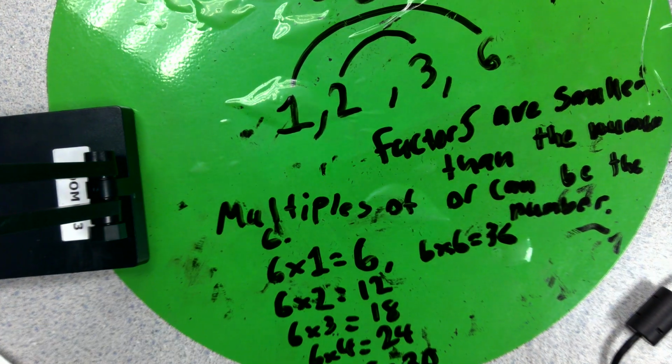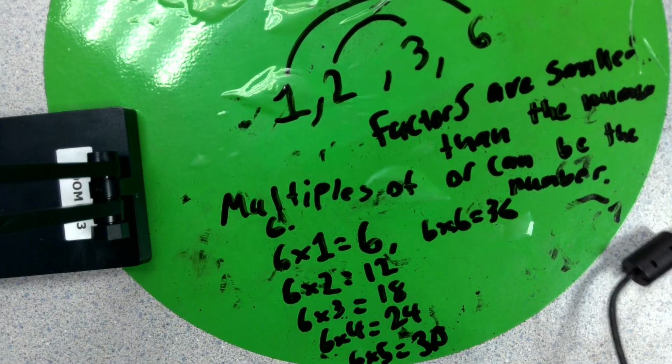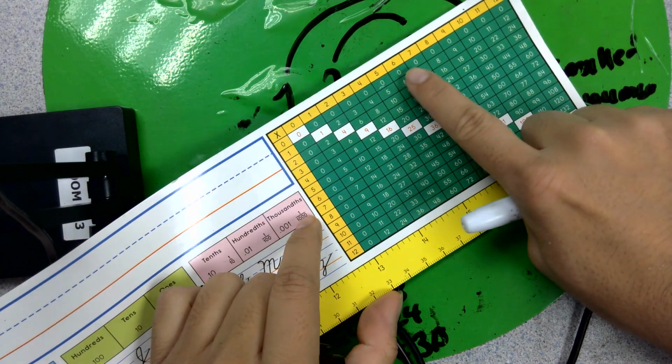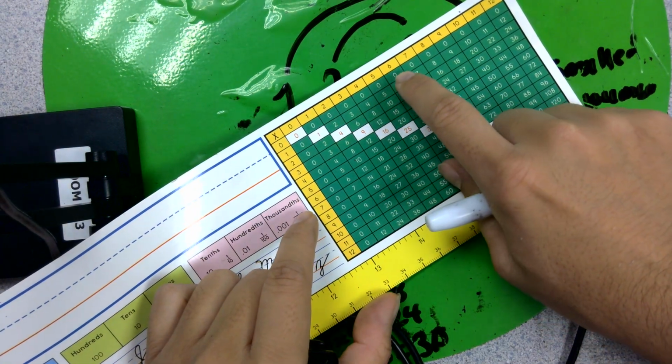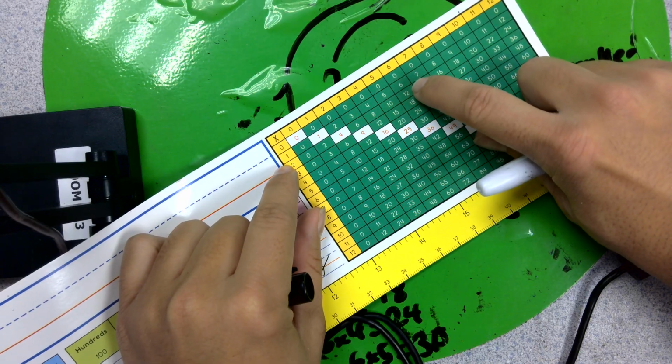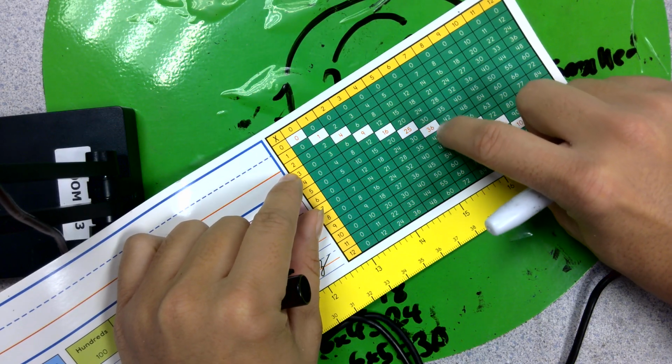And so an easier way to do it is using your multiplication chart. It's basically going in order, so if you want to find different multiples of 6, you can look right here. So right here we have 6. It goes 6 times 1 is 6, 6 times 2, 12, 18, 24, 30, 36.